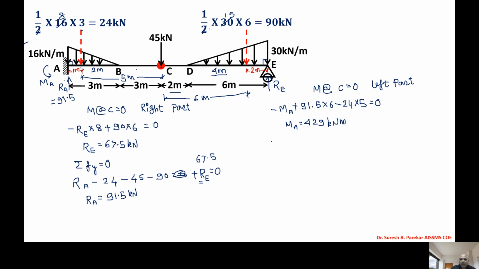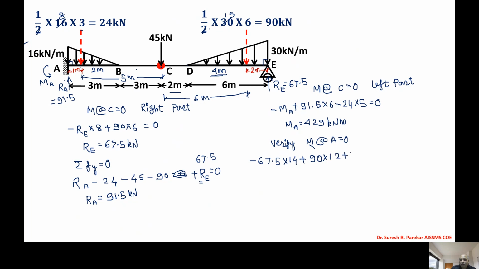Now you can verify it. So how we will verify it? We will take moment about A0, and then RE we will put it as 67.5. Then we will have due to RE, so minus 67.5 into 6 plus 2 is 8, 3 is 11, plus 3 is 14. So we have into 14. Then due to UVL first 90 into, so we have this as 4 meter, 2 6, 3 9 and 3 12, or 14 minus 2, so we have 12.